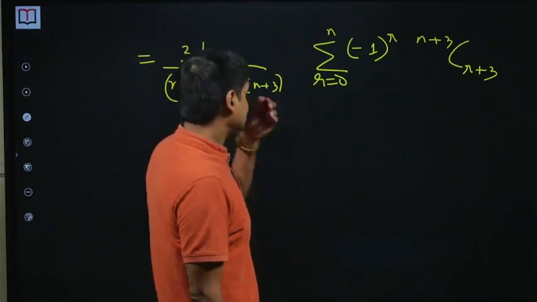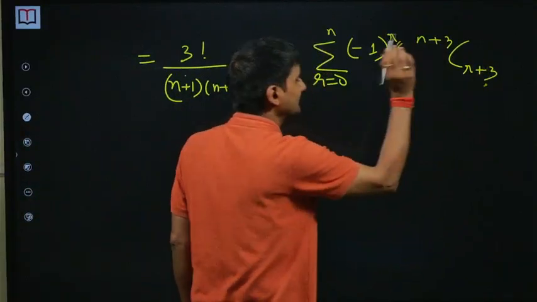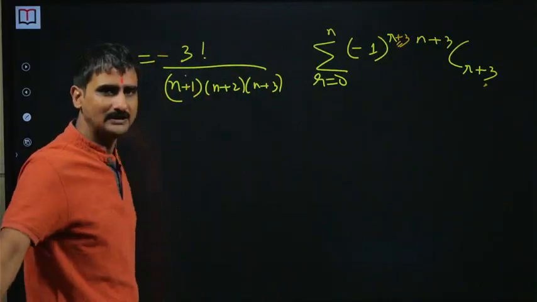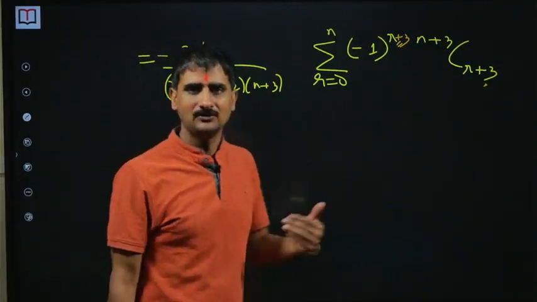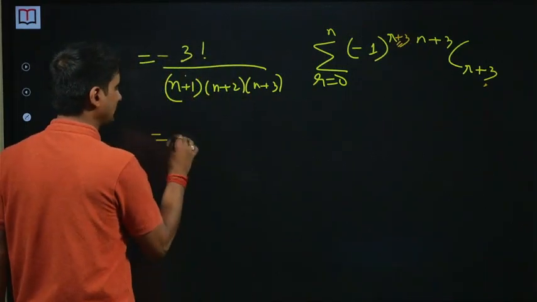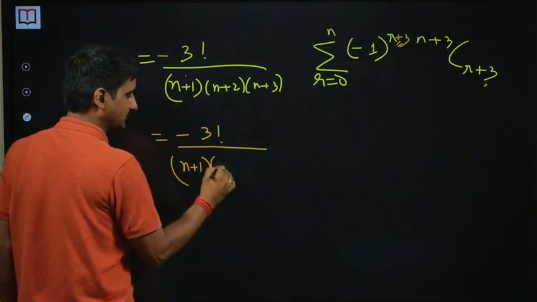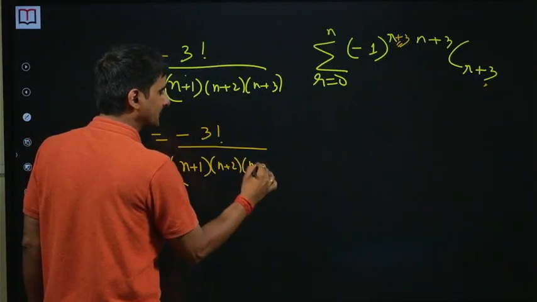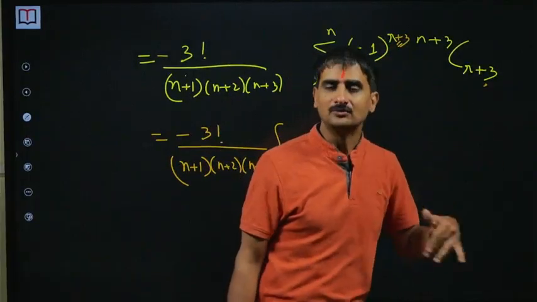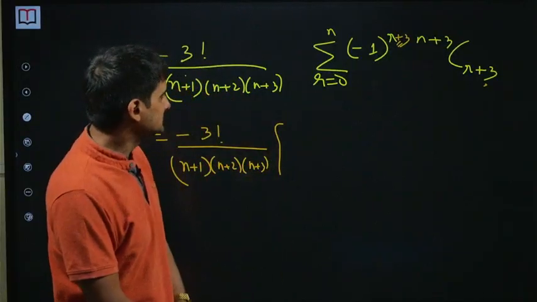Now see, to match this and this, what will I say? Plus 3, and I will put a minus sign here, minus 1 whole cube, multiply or divide. Okay, so it's minus 1. Now it is nothing, so if you open it, minus 3 factorial upon n plus 1 into n plus 2 into n plus 3. If you open it, the first term is C3. It goes till n plus 3.